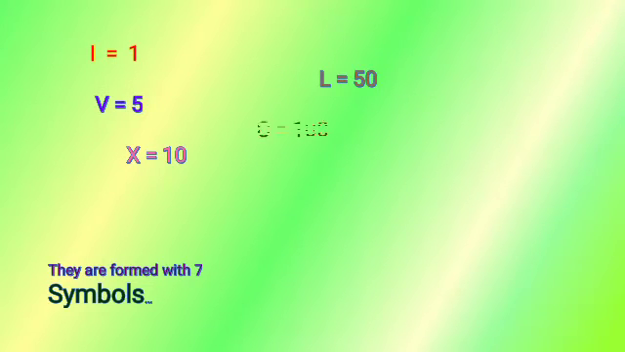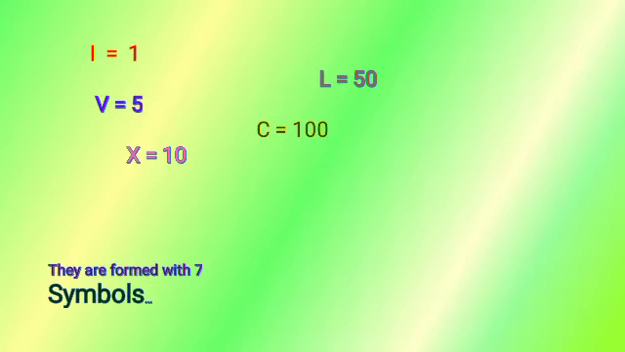Basically, they are formed with 7 symbols. This is a very important thing. Roman numerals are formed with 7 symbols. So, the first symbol is I, which equals 1. Then V, which equals 5. X equals 10. Then L equals 50.